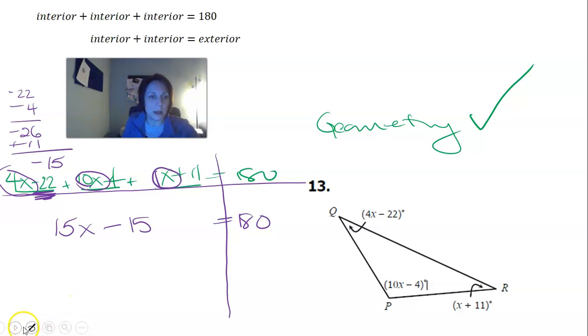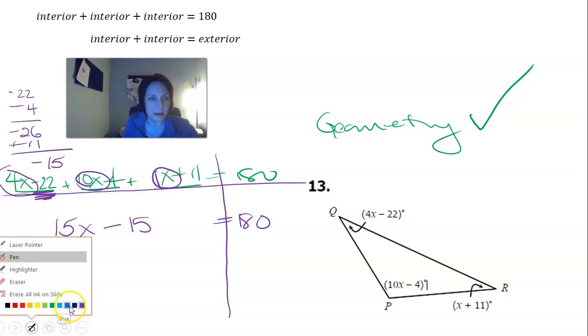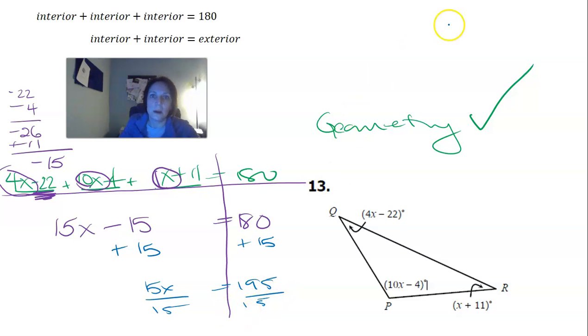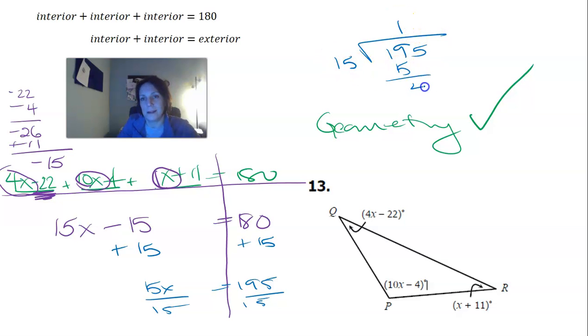Get a different pen color because, whoa, don't look at that. That's mandatory to have a different pen color. Blue. And all we have to do is move our 15 over. We get 15x is equal to 195. Divide by 15. I'm not even going to go for my calculator. I can do this. 1, 3, 13. Lucky number 13. All right, so x has to be 13.